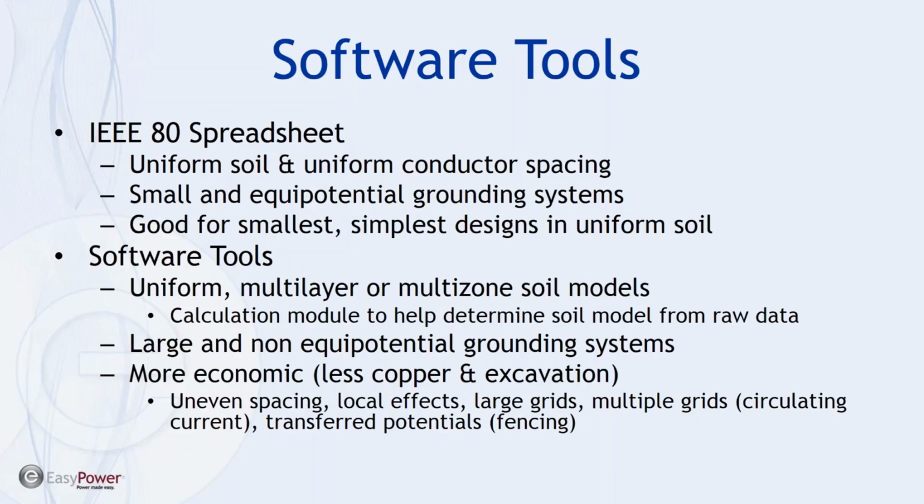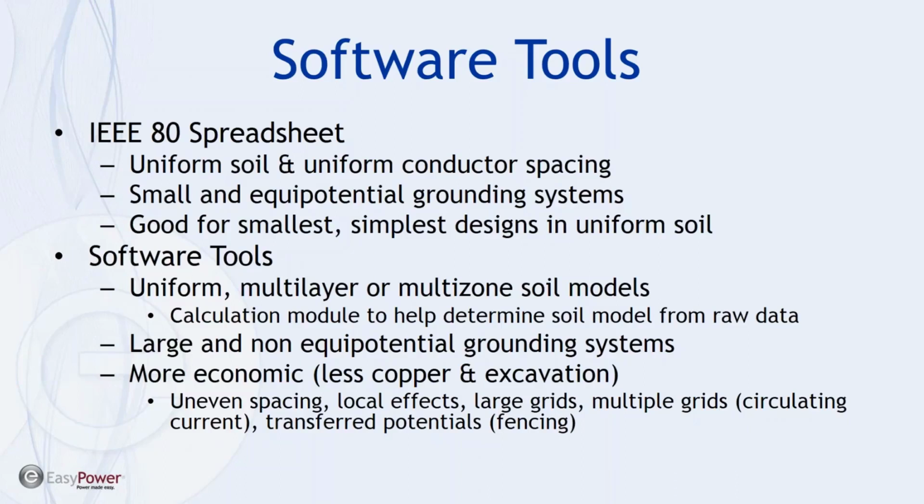On the other hand, there are software tools available that can handle not only uniform soil, but also multi-layer or multi-zone soil models. Most of them come with a calculation module to help determine the soil model from raw resistivity data with minimal error, which is helpful when you're doing multi-layer soil models. In addition, these software tools can model large and non-equipotential grounding systems. For larger ground systems, or conductor materials that aren't copper, you have to start worrying about the resistance of the grid, and these tools can incorporate that into their calculations.